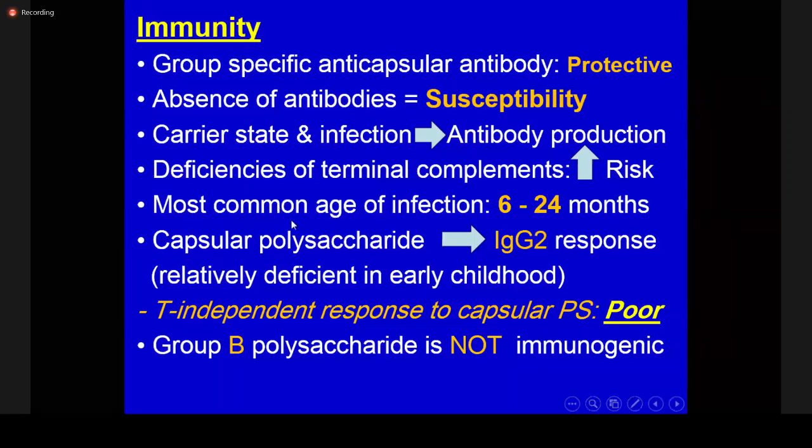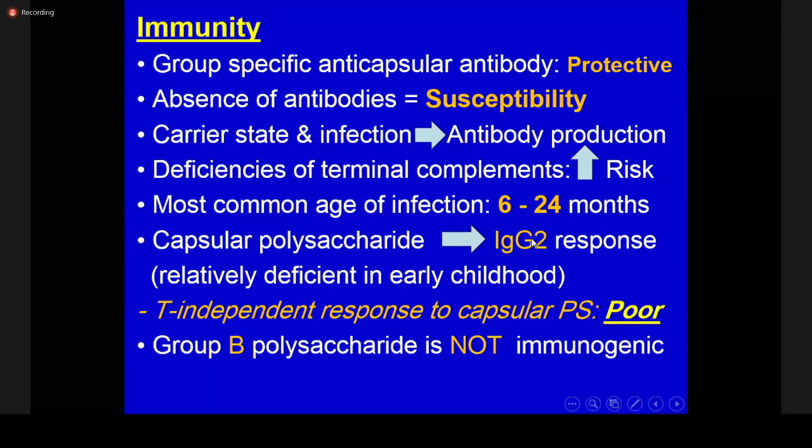The most common age for infection with Neisseria meningitidis is between 6 and 24 months, that is to say, below 2 years of age. Remember, Neisseria meningitidis meningitis: 6 to 24 months of age. It could occur in adults also, but I am speaking of the main peak. For example, Neisseria meningitidis is among the very important microorganisms causing meningitis in pilgrims during Hajj. Many people are carriers, so it can be transmitted from one person to another and cause meningitis.